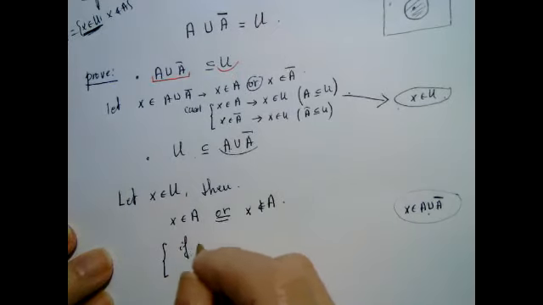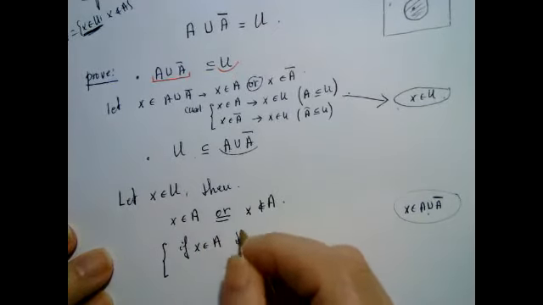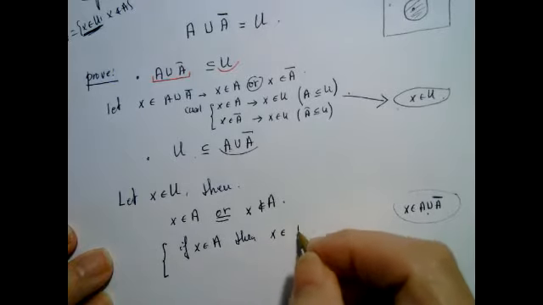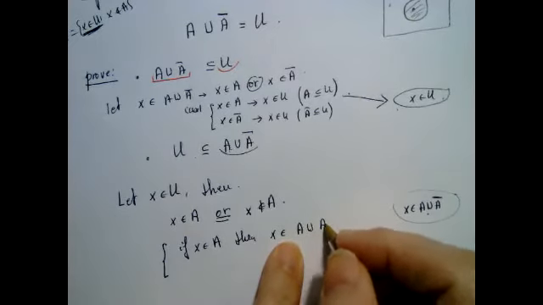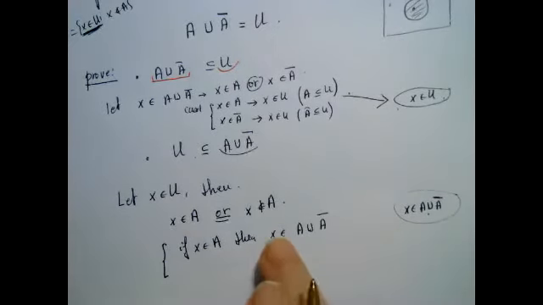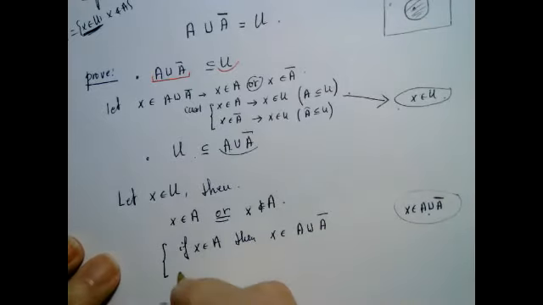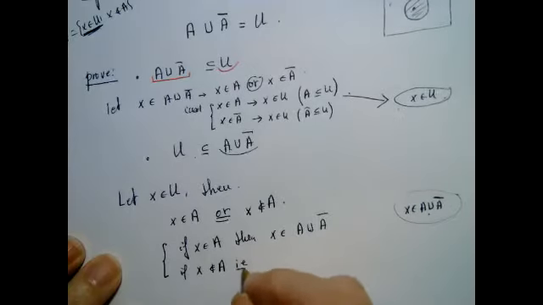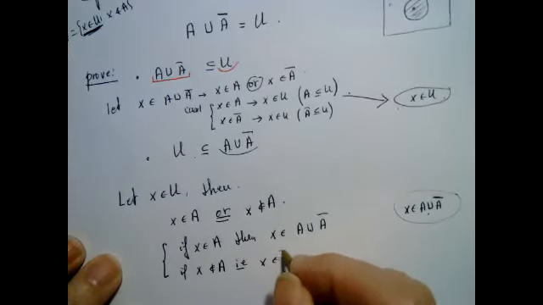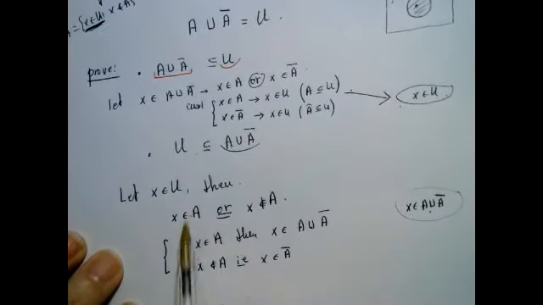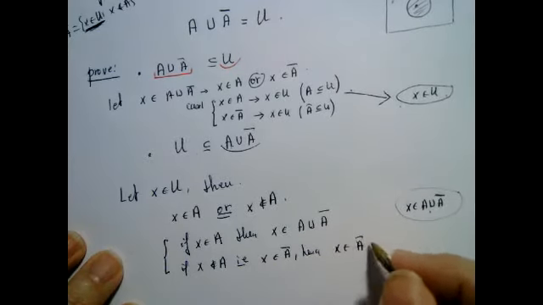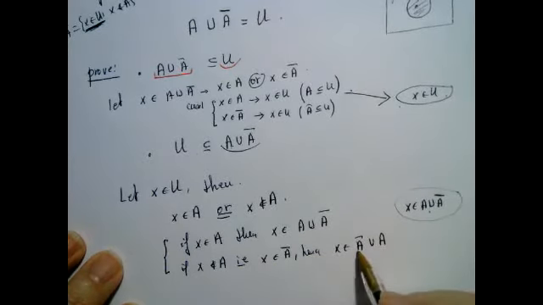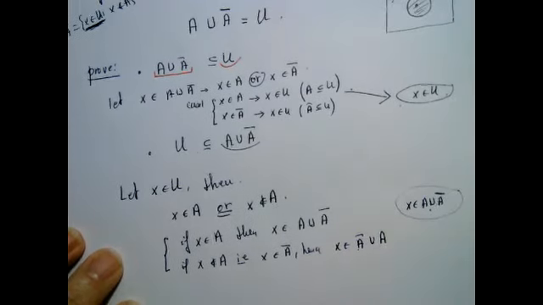Now, if X is in A, then X is definitely in A, as we mentioned last time. It's in A, so it has to be in A union anything. Whatever this anything is, I don't really care. And if X is not in A, that means X is in A complement. That's the definition of not in A. It's in U, not in A. Hence X is again in A complement union A.